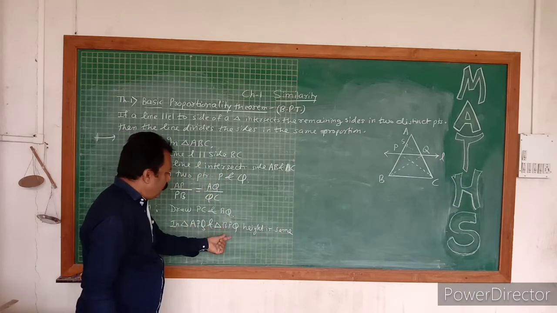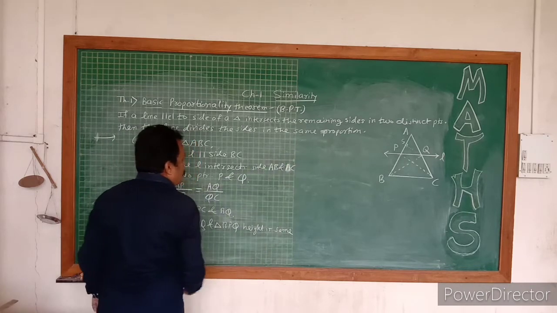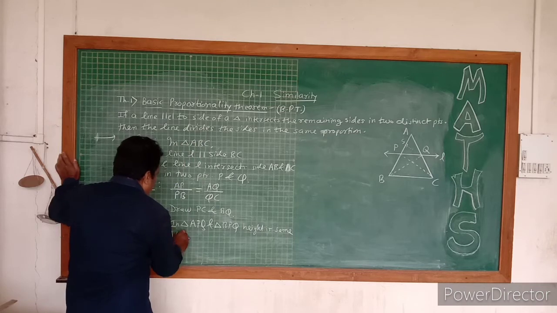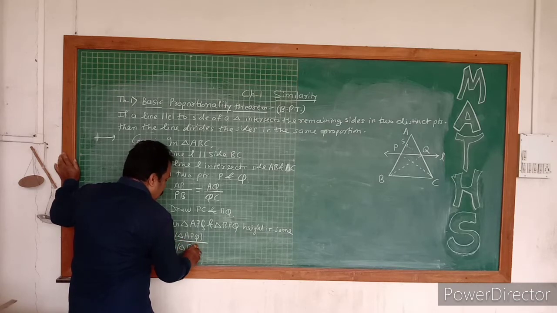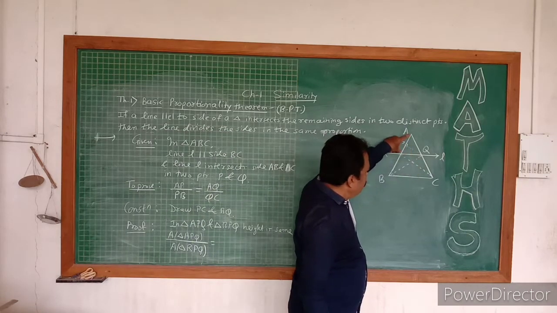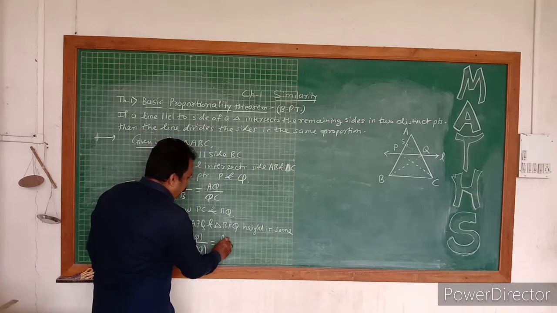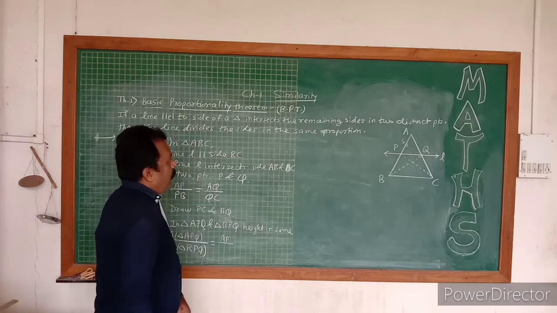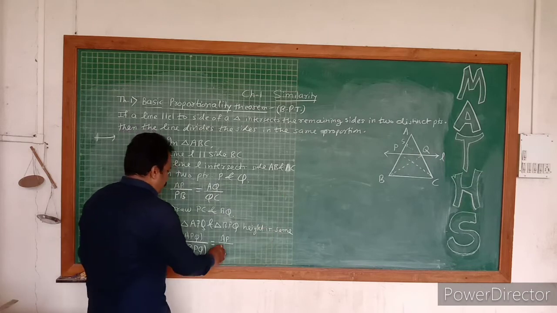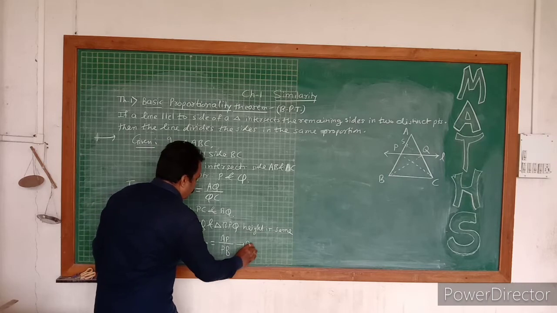Alright, triangle APQ and triangle BPQ have the same height. What do you get then? The area of triangle APQ divided by the area of triangle BPQ. Triangles having the same height, the ratio of their areas is equal to the ratio of their corresponding bases. The base of triangle APQ is AP, and the base of triangle BPQ is BP. All this is equation number 1.